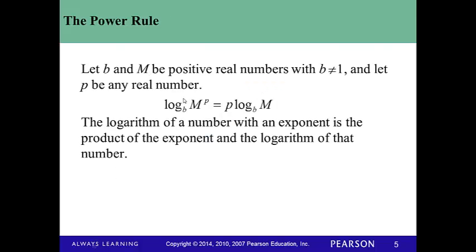Okay. The third property is called the power rule. So we have log base B of M raised to the P power, where P is the exponent. And the property is that the exponent becomes the coefficient, which is just a number on the outside of the log. So your exponent becomes your coefficient. The log base B of M stays the same, just the exponent is now written in front of the log, so it is the coefficient.